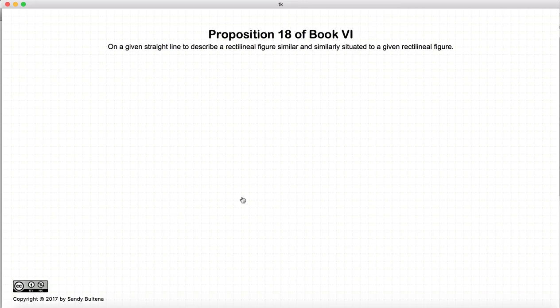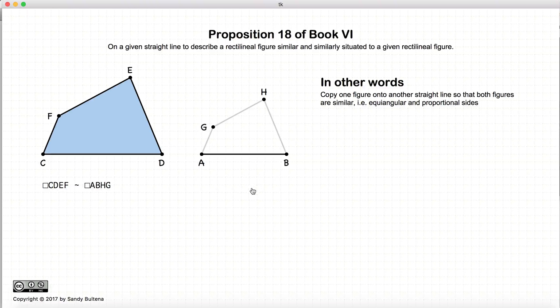This video presentation is going to be on Proposition 18 of Book 6. Now, in this proposition, we are going to learn how to copy or create a similar polygon from an original polygon. So we start with some polygon, doesn't matter how many sides, and we copy it to a line AB, such that the new polygon is similar to the original.